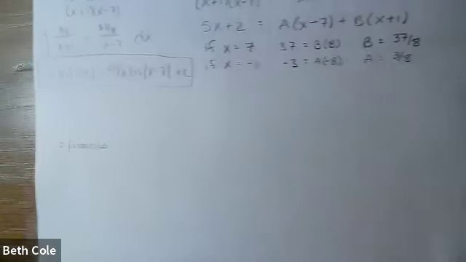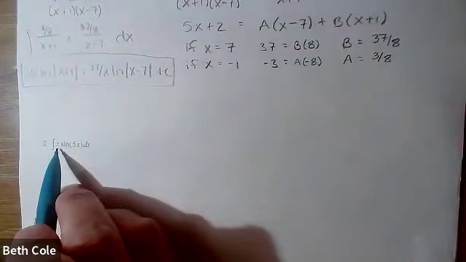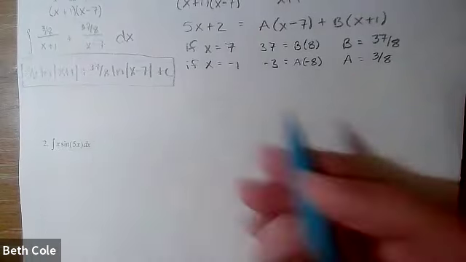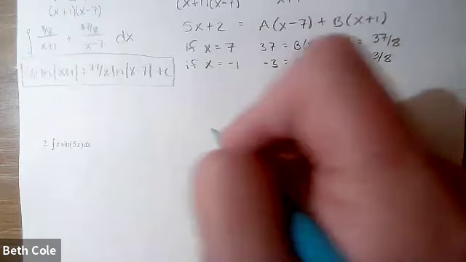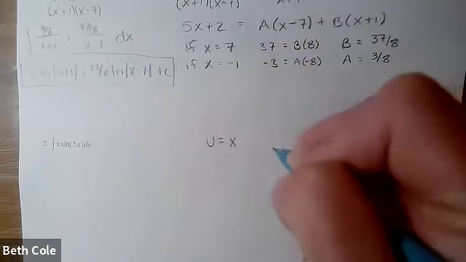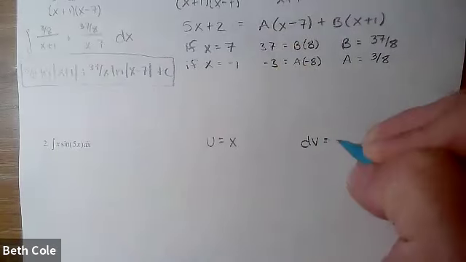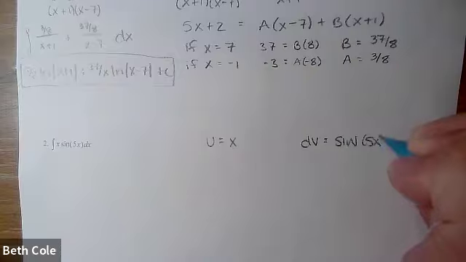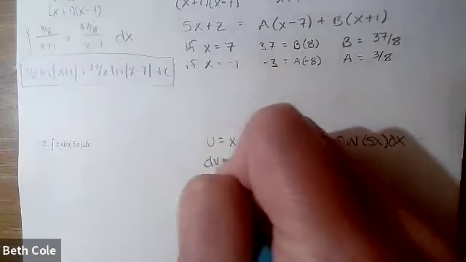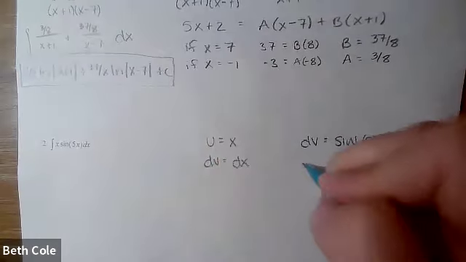All right, looking at this one, I have a product of two functions. I have x and then I have sine. So this is going to be our integration by parts. So we're going to let u equal x. dv is going to be the rest of it. So du is going to just be dx.